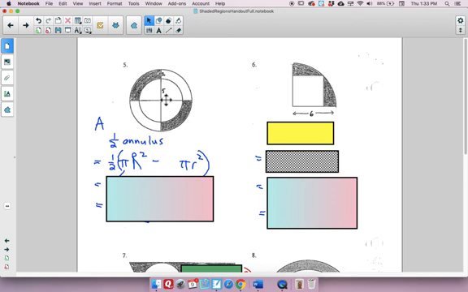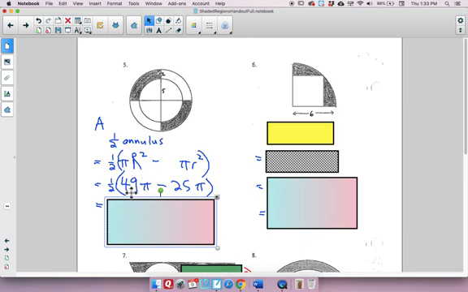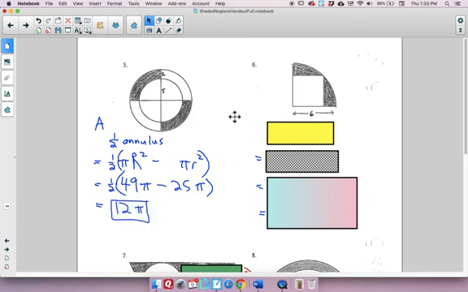And r is 5. So 7 squared is 49. 5 squared is 25. And so we end up taking half of the difference there, which is, the difference is 24 pi. So half of that is 12 pi.